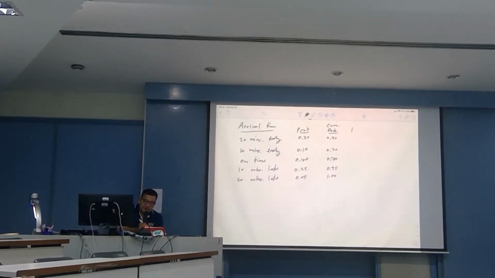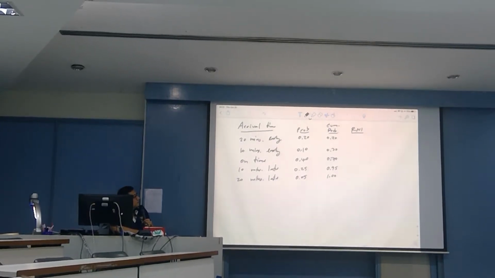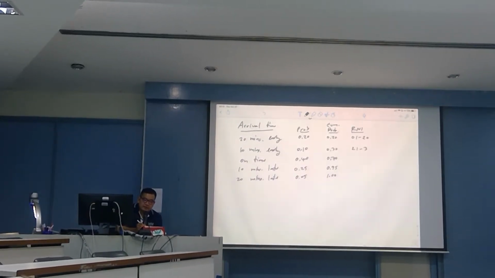If using IN1 to be the random number for arrival time, I'm going to have 01 to 20, 21 to 30, 31 to 70, 71 to 95, and 96 to 100.